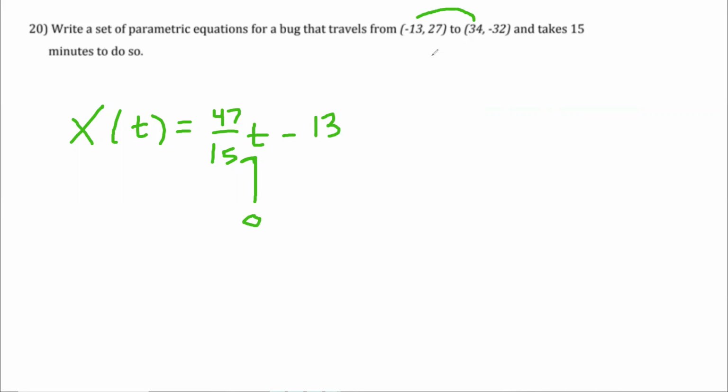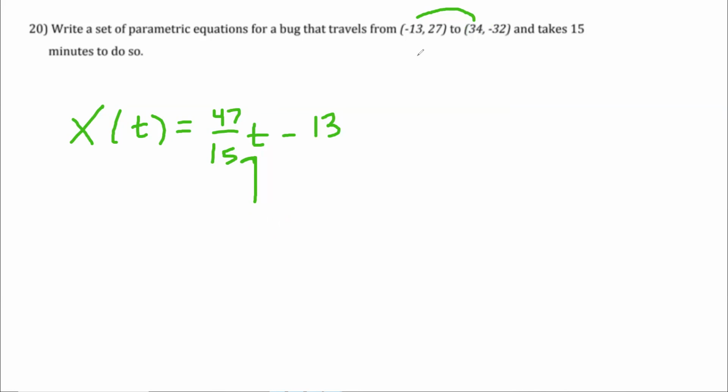So that means that at t equals 0, we'll be starting at that point, negative 13 for the x coordinate. And when we plug in 15, if you did 15 times 47 over 15, that would cancel out. 47 minus 13 is 34. So at t equals 15, we're now at the x coordinate 34, which is what we want.